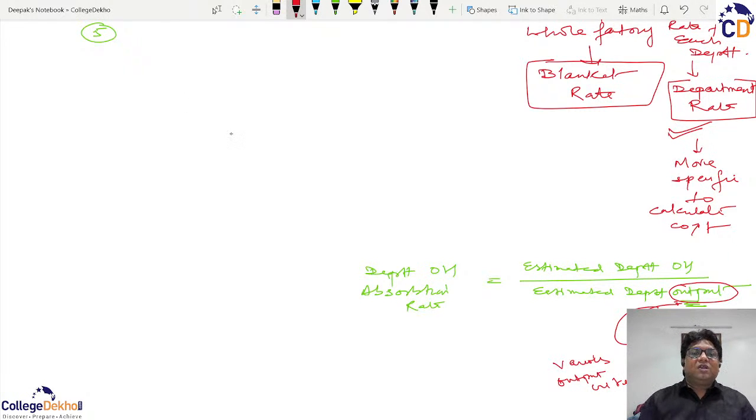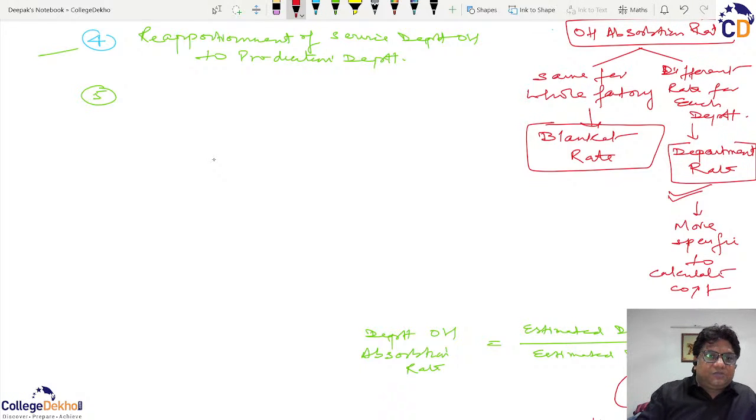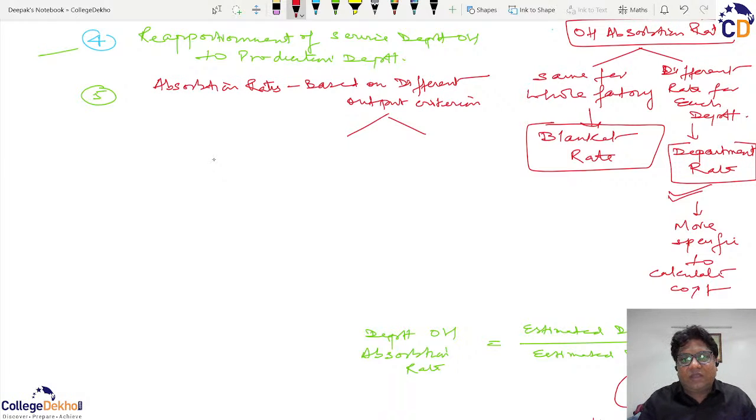So similarly, we can have various output criterions, and based on that we can calculate different absorption rates, and that is what constitutes our fifth step. And I'm writing it in red because this is one of the most important questions of the paper, that is calculation of absorption rates, which is based on different output criterion, and these output criterion have been used in the past.